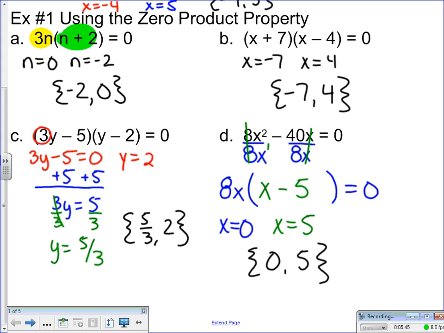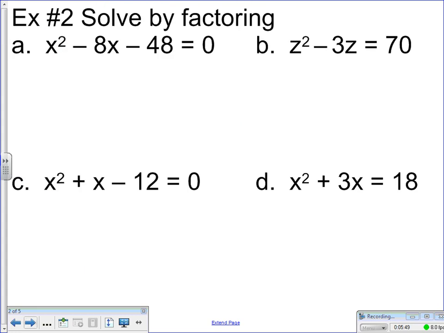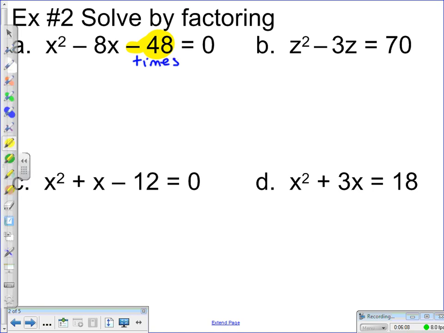All right, let's move on to the next type of problem. These are problems from 8.3, where we have to factor and then solve the two parentheses. So if you remember, when you have a trinomial, it's what multiplies to the last number and what adds to the middle number.